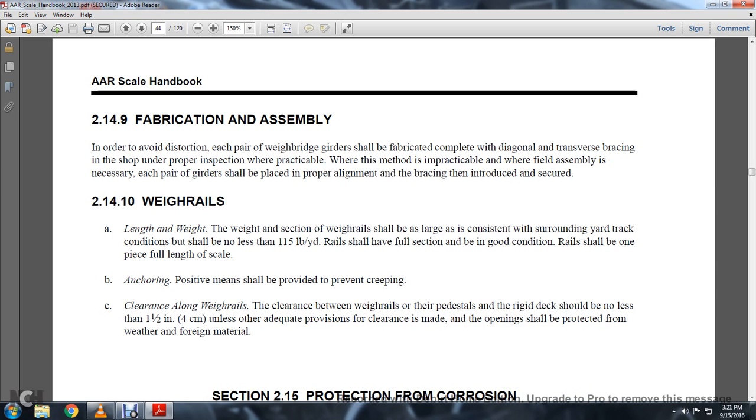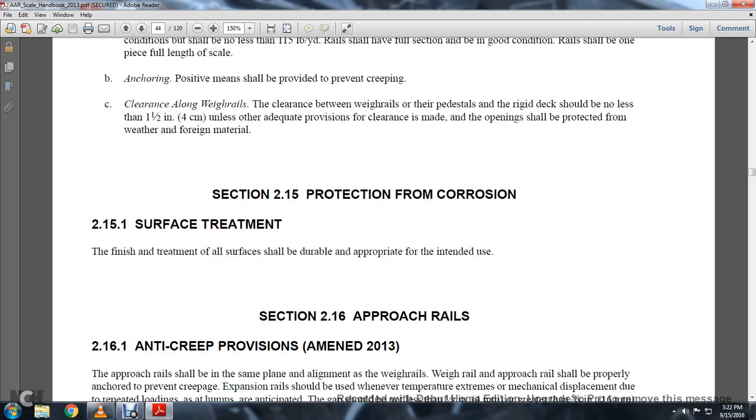214.10 Weight of the rails. The weight of the section of the way rail should be larger than that consistent with the yard and track condition, but shall not be less than 115 pounds per yard. Rail should have the full section in good condition. Rail should be in one piece the length of the scale. Anchoring or positive means shall be provided to prevent creeping. Clearance along the way rails: the clearance between the way rail and the pedestal of the rigid check shall not be less than 1.5 inches unless adequate provision for clearance is made. The openings shall be protected with weather-formed material.